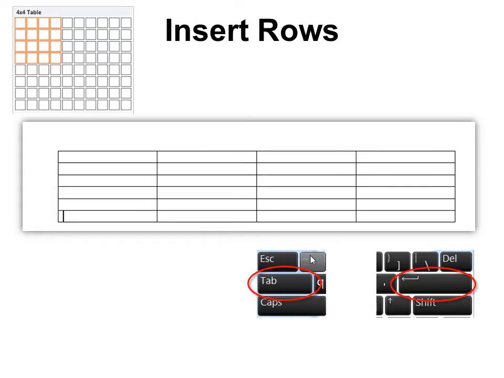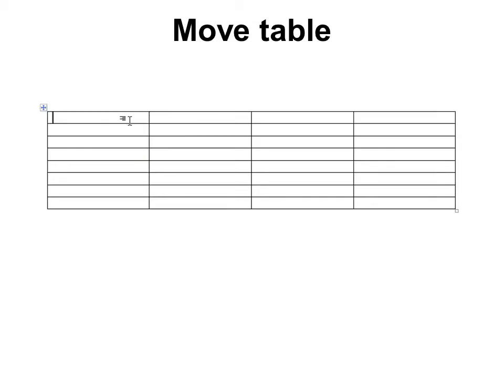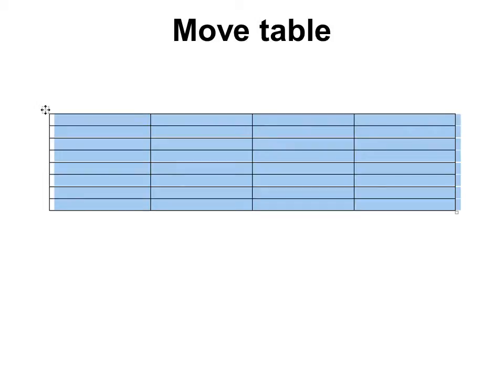Also, just so you know, if you use Shift-Tab, it'll make your cursor go backwards, which is nice. If your cursor's here, you can make it go backwards. You can easily move a table by clicking the Select Table tool and move it.